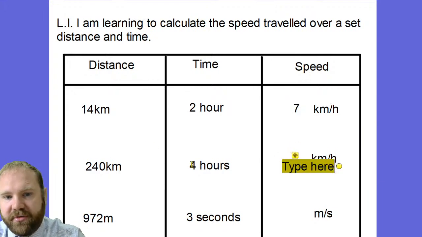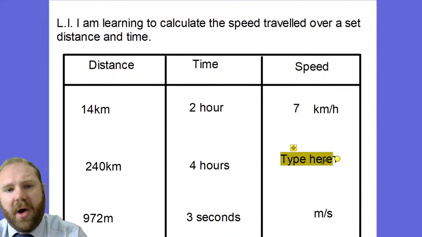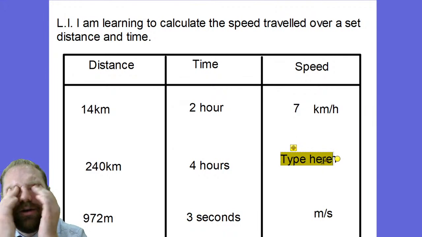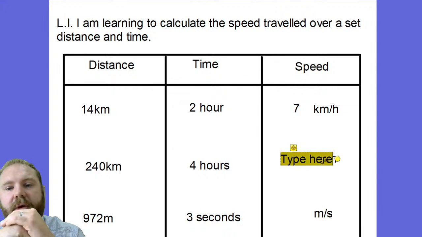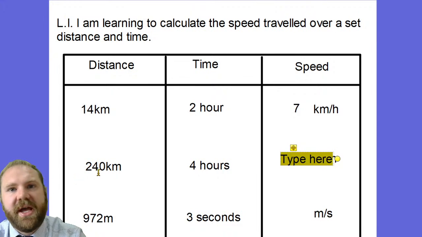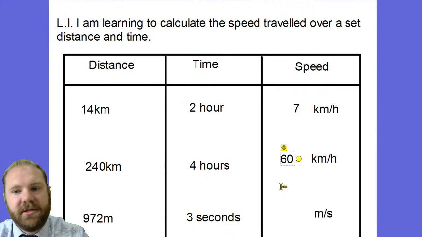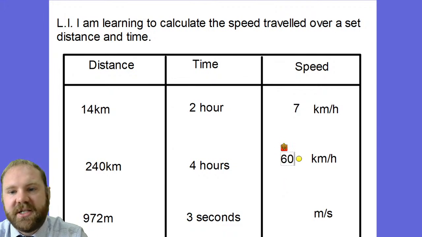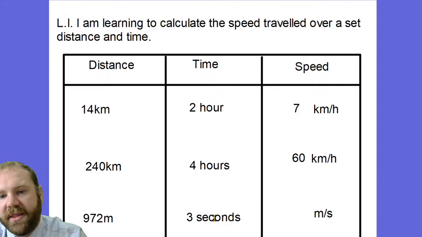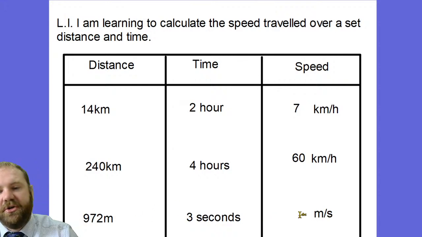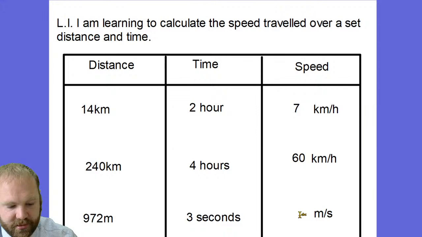We have 240 divided by 4. Well, you might be thinking, oh, that's really hard. Tell you what, knock off a 0 to start with. Just do 24 divided by 4 and then make it 10 times bigger at the end. So 24 divided by 4, well, that's 6. So 240 divided by 4, that's 60. Simple, right? So 60 kilometers per hour. And this last one here, 972 divided by 3.